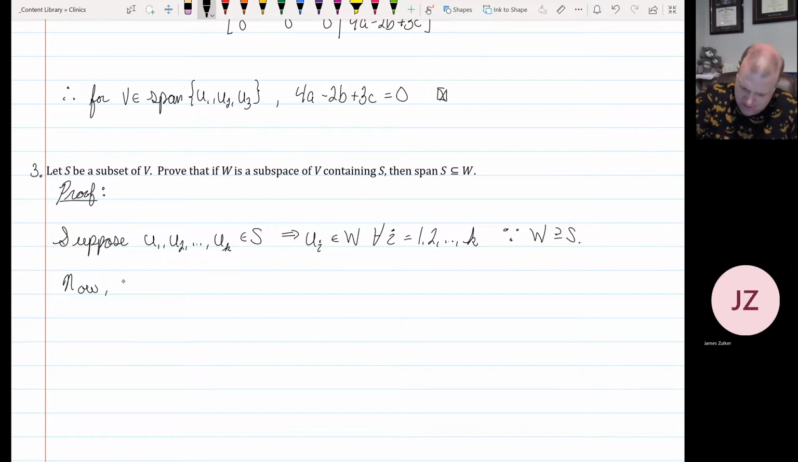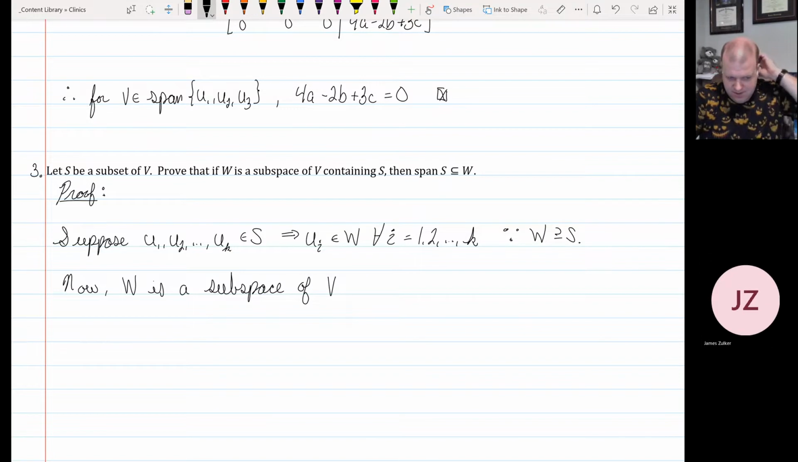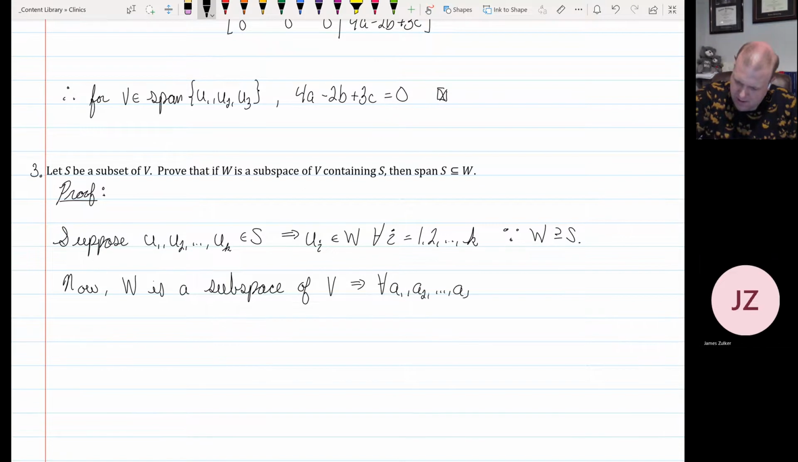Now, we know that W is a subset of V, which means that for all constants A1 through AK, we have to have A1U1 plus A2U2 plus so on and so forth plus AKUK. So we have to have their linear combination in W, right?